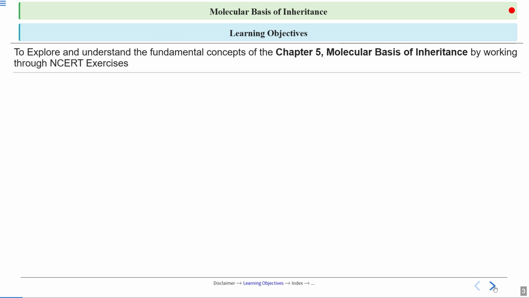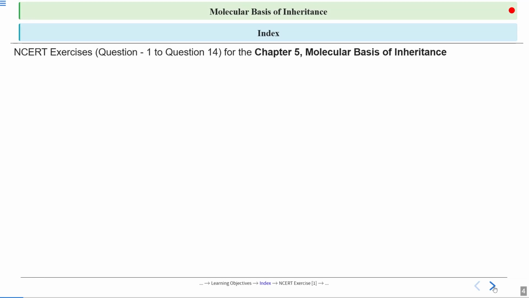And if you have any confusion during the classes or on any concept, maybe solving these questions will clear those doubts. Then today's index: we are going to solve question number 1 to question number 14 of NCERT exercises, for chapter number 5, that is molecular basis of inheritance.